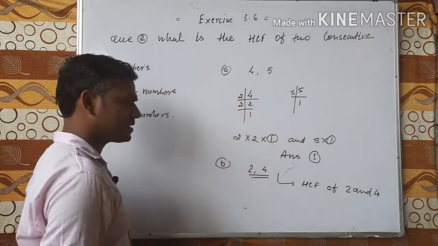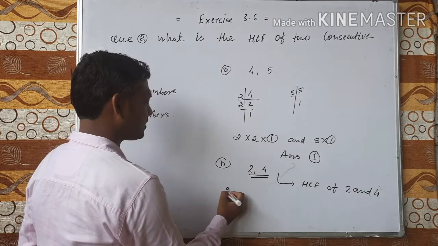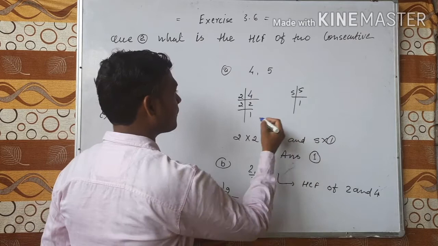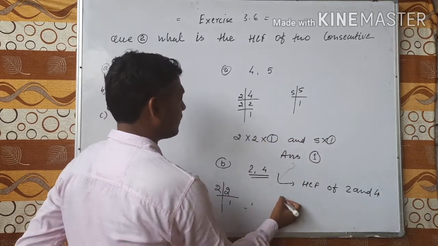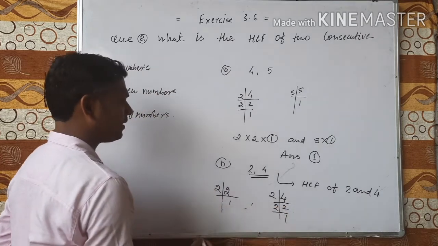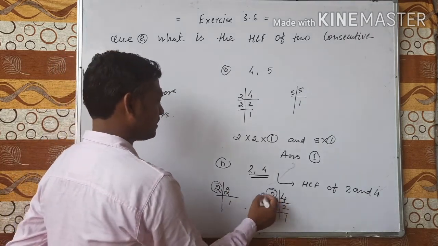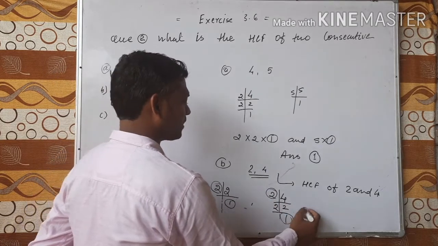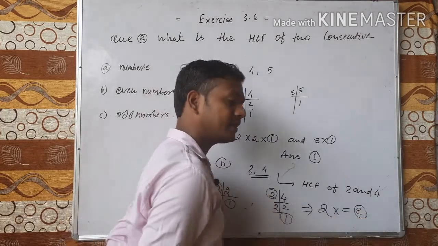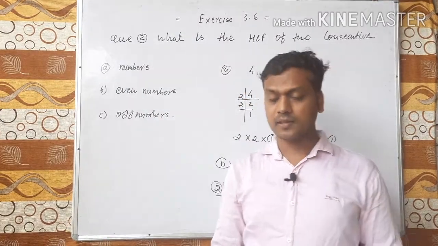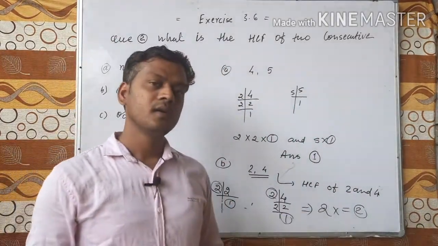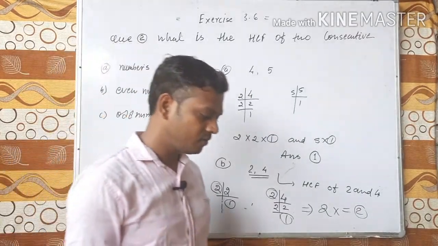Okay, so HCF of 2 and 4 means factors of 2 is equal to 2 and factors of 4 is equal to, 4 is divisible by 2, two 2s are 4 and two 1s are 2. Again we can see here 2 is present in both factors and 1 is also present in both factors. So we can say that 2 into 1 equal to 2 is the HCF of two even numbers, consecutive even numbers. Okay, it is very easy. Why? Because everyone knows the calculation of HCF.